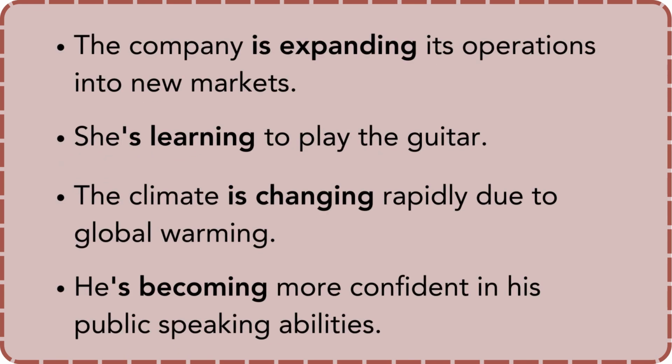In these examples, the present continuous tense is used to describe ongoing developments or changes, emphasizing that these processes are happening at the present time. It allows speakers to convey the dynamic nature of evolving situations or states.